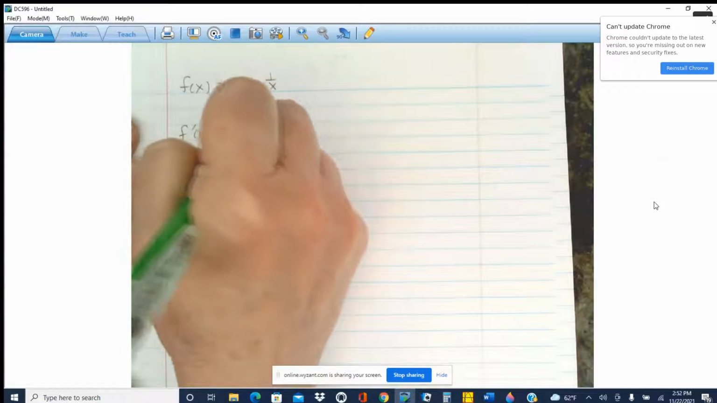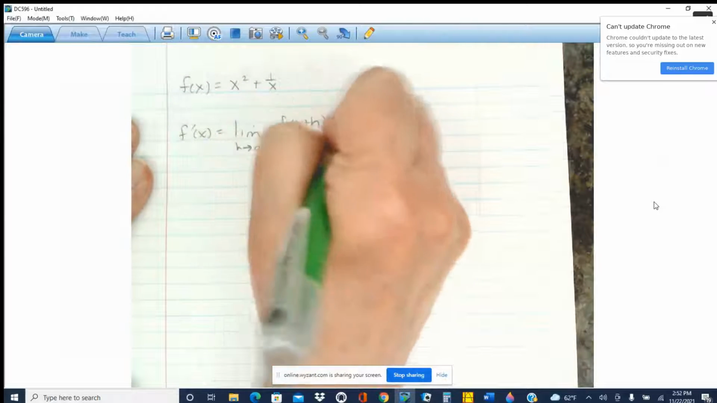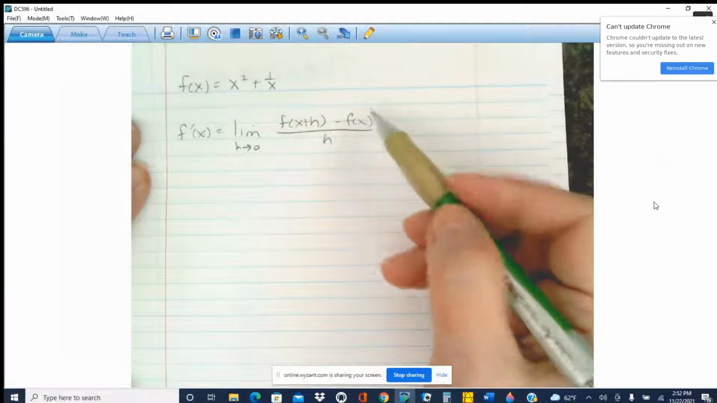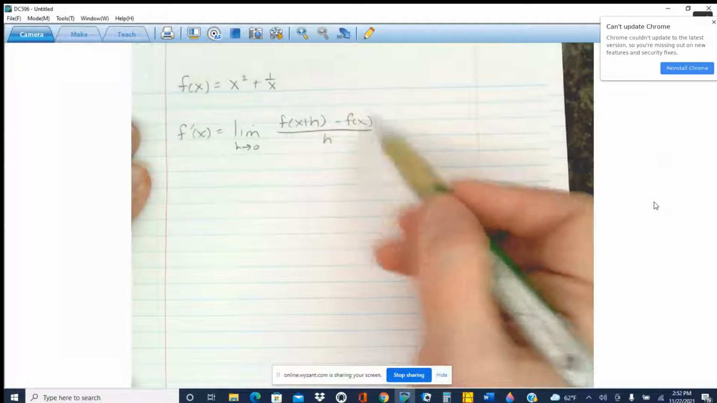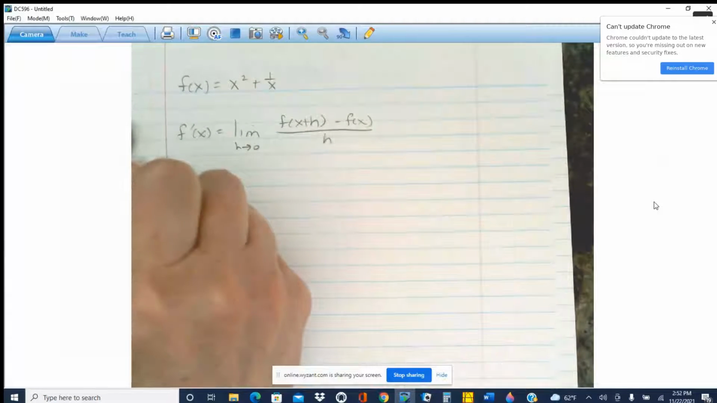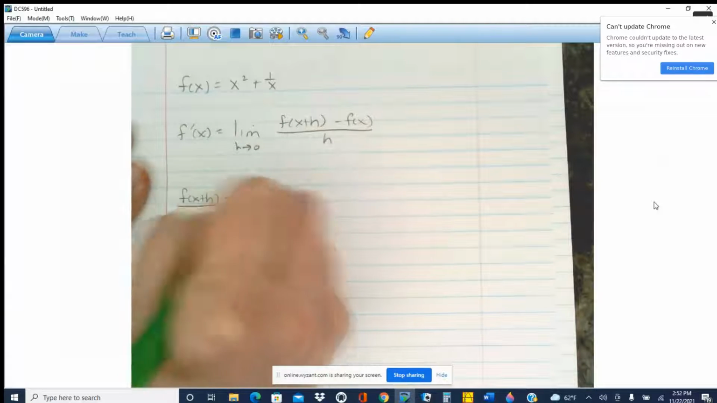So as you know, the derivative is going to be the limit as h approaches 0 of f of x plus h minus f of x all over h. Now this is going to involve quite a bit of algebra. So what I'm going to do is write this expression and simplify it, and then I'm going to take the limit. So f of x plus h minus f of x all over h.